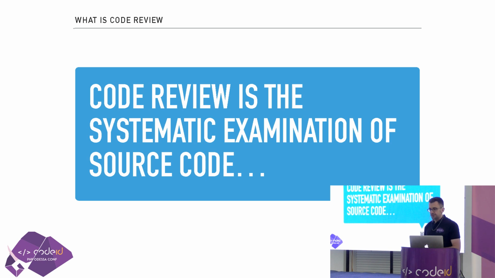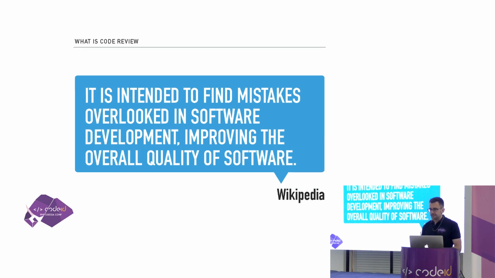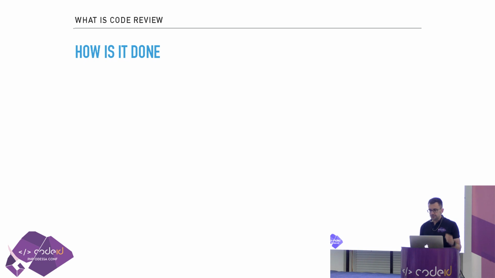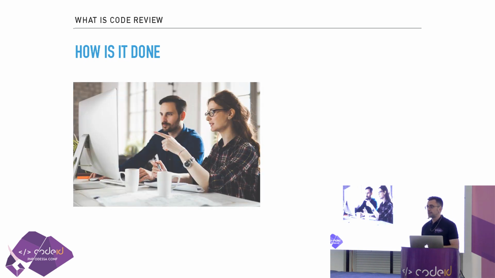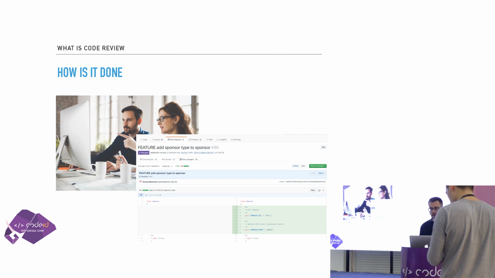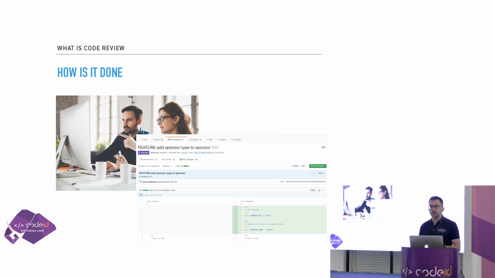I'll give you a Wikipedia definition of code review. Code review is the systematic examination of source code, and it is intended to find mistakes overlooked in software development, so improving the overall quality of software. That's a pretty good definition of it. So how's it done? There's a couple of ways. Sometimes people just work in teams, pair programming. That's kind of real-time code review as people are working away. And a lot of what I'm saying will be relevant to that way of working. But today I'm specializing a bit more in using something like GitHub or some tool for code review. So somebody works on their code, they push it up, and then another developer looks at that code and comments on it.